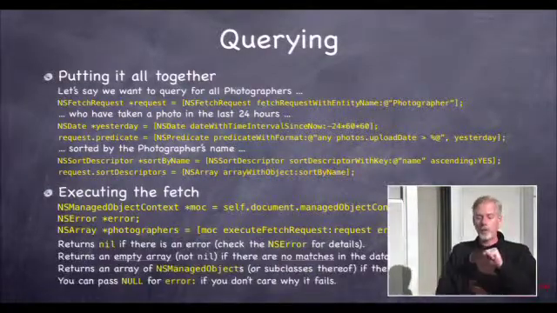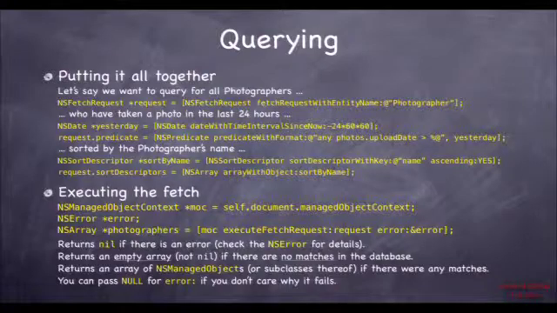Here's how I execute the fetch. I send a message to the managed object context, which I probably got from my document, called executeFetchRequest. I pass it the request and also a pointer to an error pointer so that I can get an error back. And this executeFetchRequest has really simple semantics, okay? If it returns nil, there was an error. And you'll have to look at the error that was returned there to find out what it was.